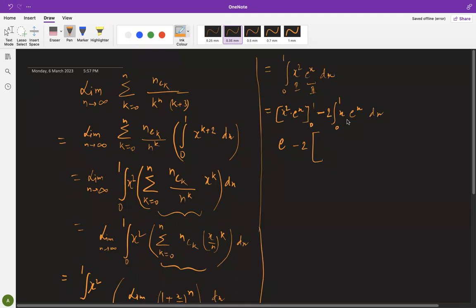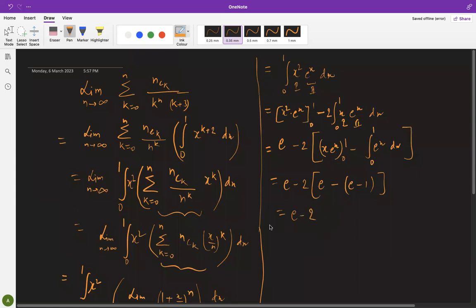Minus 2 times of, now I again take x as first function and e raised to the power x as second. First function into integration of second, so x into e raised to the power x, limits 0 to 1, minus integral of derivative of first, which is 1, into integral of second, e raised to the power x from 0 to 1 dx. So this is e minus twice of, if I put 1 this becomes e, if I put 0 this becomes 0, minus the integral e raised to the power x, which at the limits gives e minus 1. So this becomes e minus 2. So the answer is e minus 2.